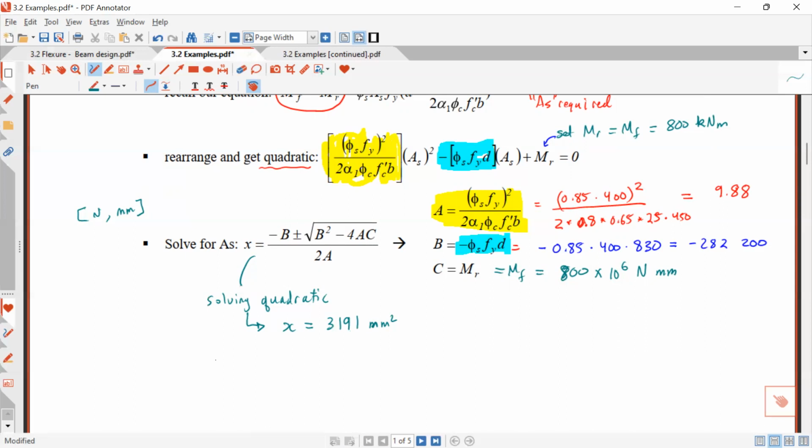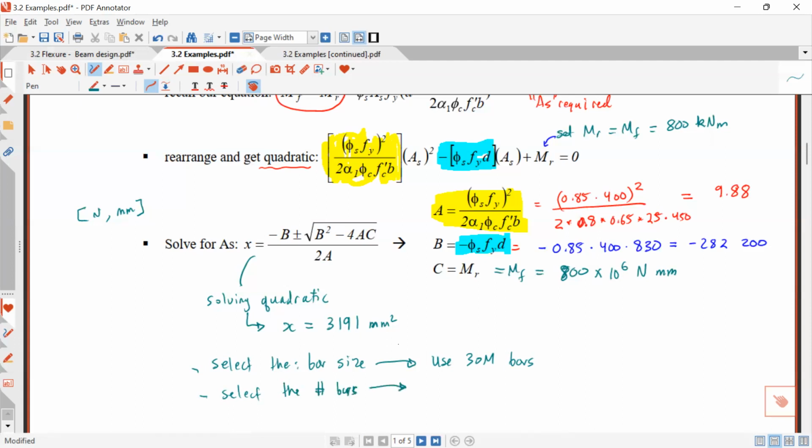What's next? I'm going to select the bar size. So here we're going to use 30M bars. Okay, but as I said in design, you usually have a choice of what you use. So I'm going to use 30M. And then you're going to select the number of bars.